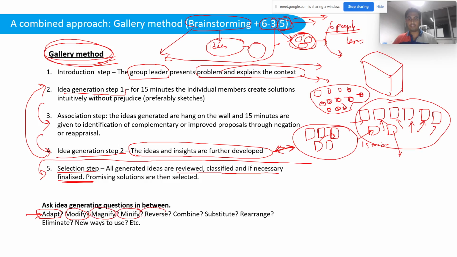Okay, can we reverse this, can we combine this, rearrange, eliminate, is there a new way of doing this, etc. So likewise, you can trigger the participants with such idea generating questions, so that in the later stage, when they move from the association step to the next ideation step, they get triggered by those key questions, and then generate fresh concepts. Okay, clear?